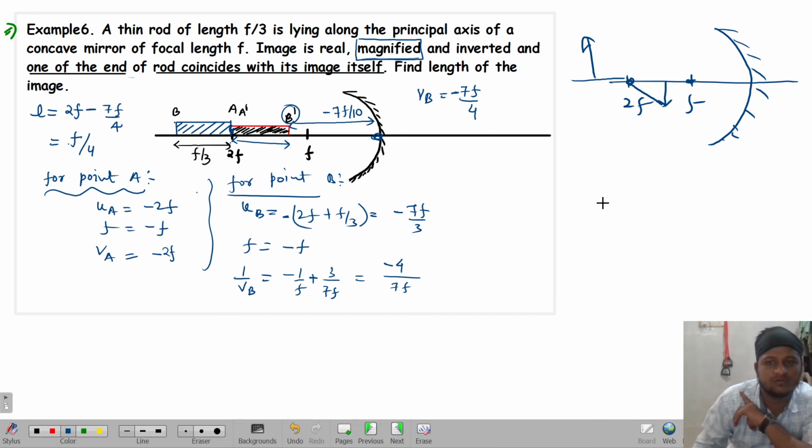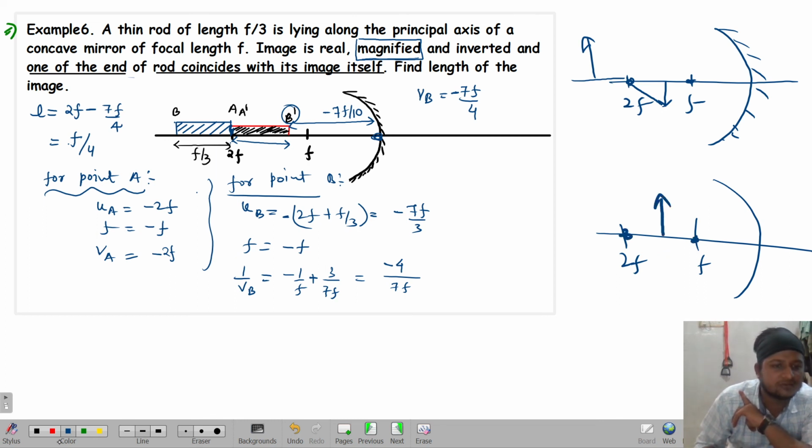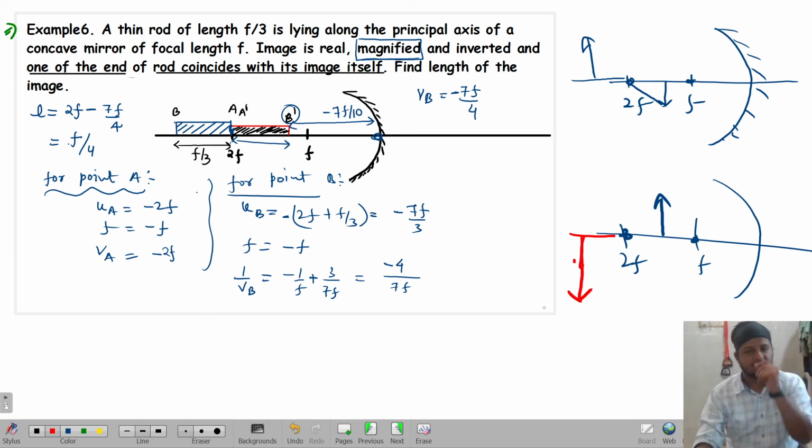Now another case: this is my concave mirror, this is my focus, this is my 2f. I can place the object between the center of curvature and focus, and I'll get a magnified image beyond the center of curvature, or not? I'll get a magnified image beyond the center of curvature, and they are utilizing this principle only.